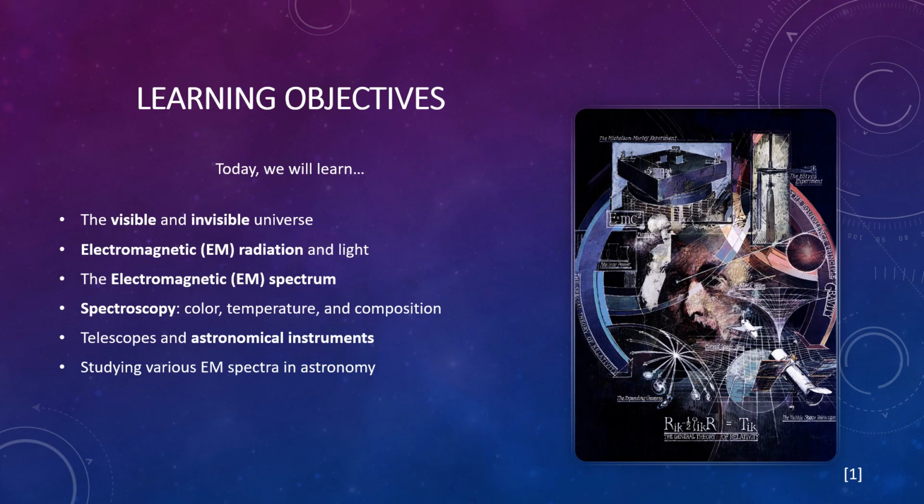We will also learn about spectroscopy, which tells us a lot about colors and temperatures and compositions of objects very far away, as well as close up. And we also will talk about telescopes and how they are very, very varied in their design and their uses and the wavelengths that they look at. And we will also learn about the different wavelengths that astronomy looks at when it is being done.